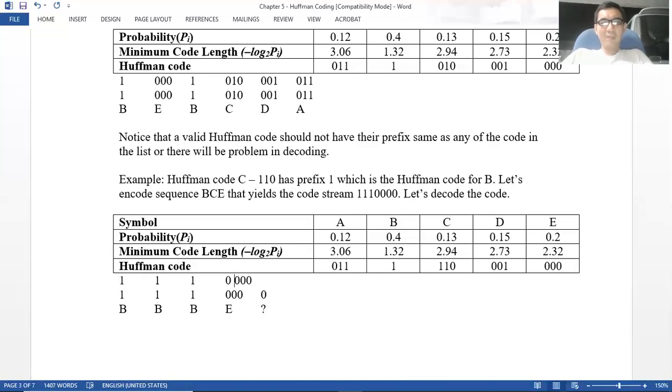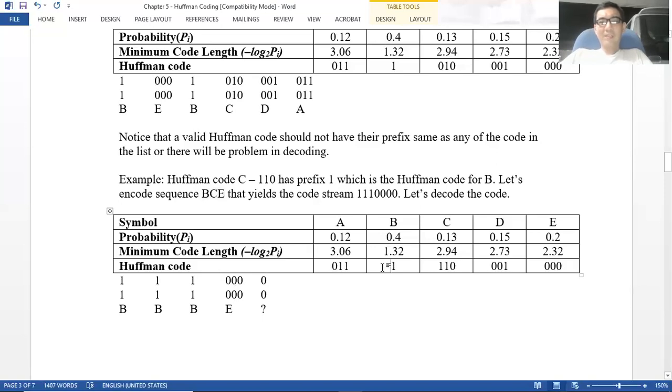Then we take 1 bit in and clear the buffer. Now 0, no code with 0. What about 00? No code with 00. What about 000? Yes, so E. Now last, we have 1 bit 0, and this 0 becomes undecodable because there is no code with 0. So you can see that you decode a different message. Instead of BCE, now you get BBE, because of this code table with a bug.